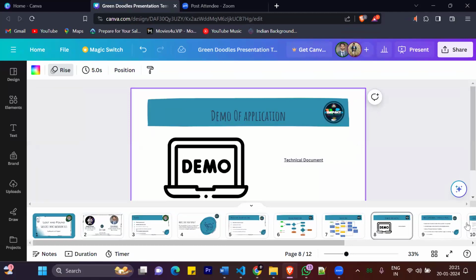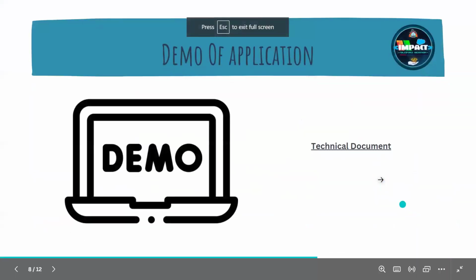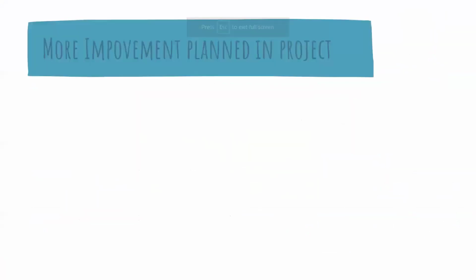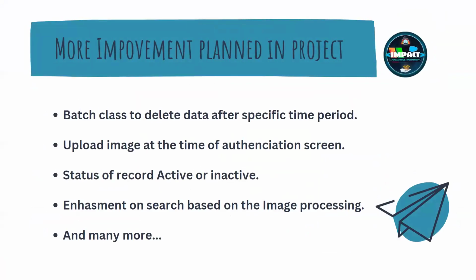So we'll move on to the slides. Here are a few improvements we have planned in our project. We are going to create a batch class to delete the data after a specific time so that it does not store a bulk of data in our org. We are also thinking of uploading an image and showing that image in the list which we are going to share with them, so that they can identify the item easily with the help of the image.